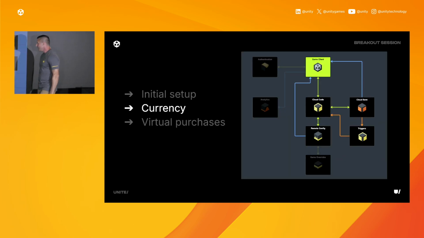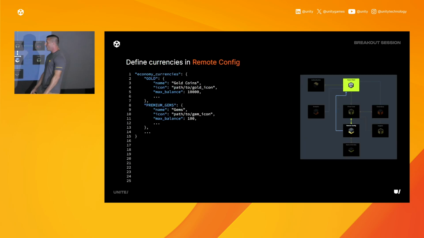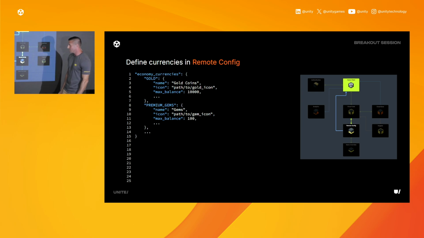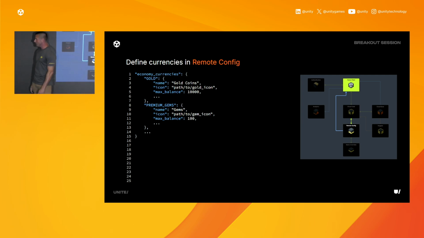So from that, I'm going to walk you all through how to set up the currency. We're going to start with remote config, which is our configuration data store. This allows you to hold configuration on both the server and the client. We're going to start with something simple, just economy currencies, and define two different currencies, gold and premium gems.